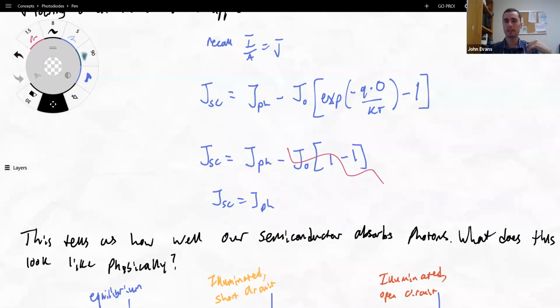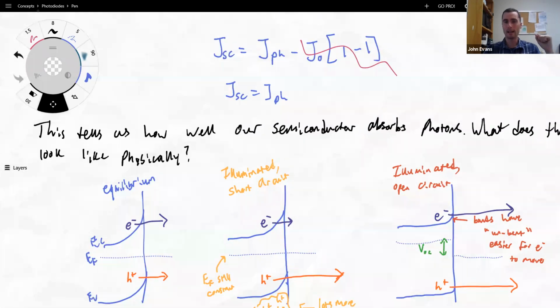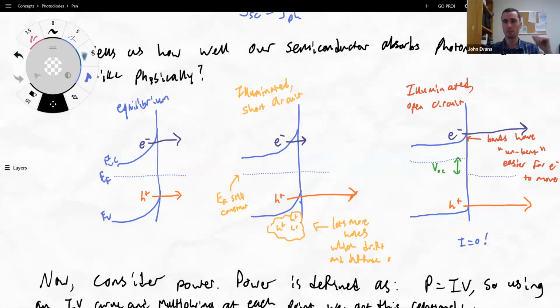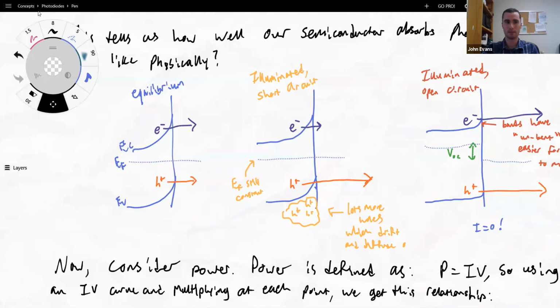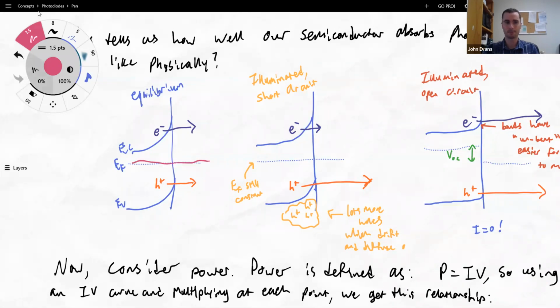So one of the things that's difficult to understand about all of this setup is, what do the band bending diagrams look like under these situations? So what do they look like physically, right? All right, so at equilibrium, we have some rate at which electrons flow, some rate at which holes flow. We know that they are equal and opposite because we have no net current. And we have our equilibrated Fermi level right here.